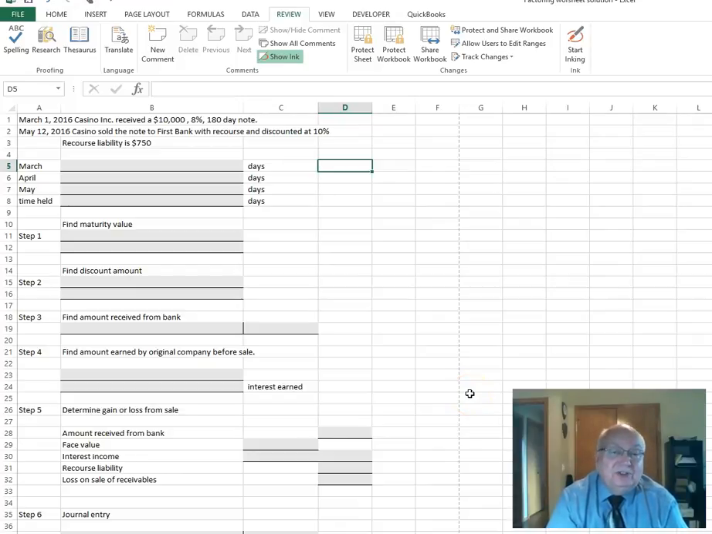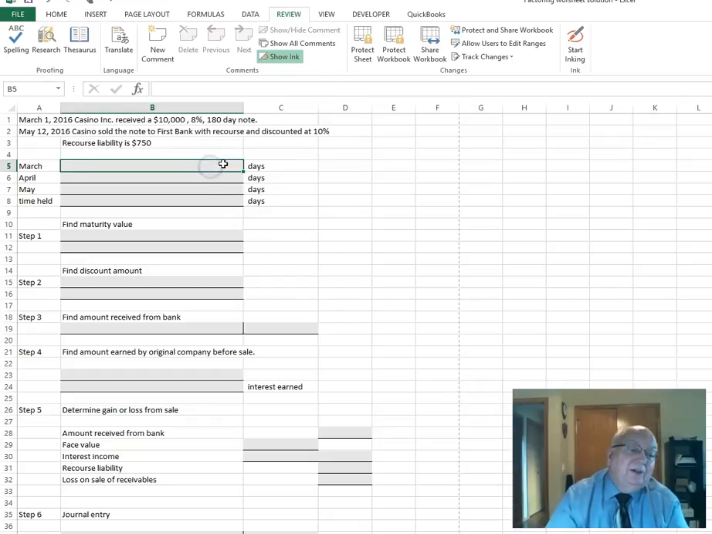This one's going to cover notes receivable, and we're going to get a note from a customer, and then we're going to sell it at a discounted rate. So on March 1st of 2016, Casino Incorporated received a $10,000 8% 180-day note. On May 12th, the casino sold the note to the First Bank with recourse at a discounted rate of 10%. And a recourse liability was determined to be $750.